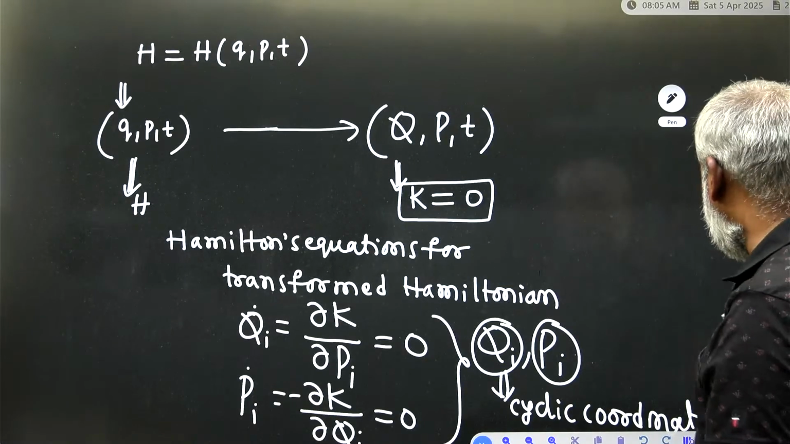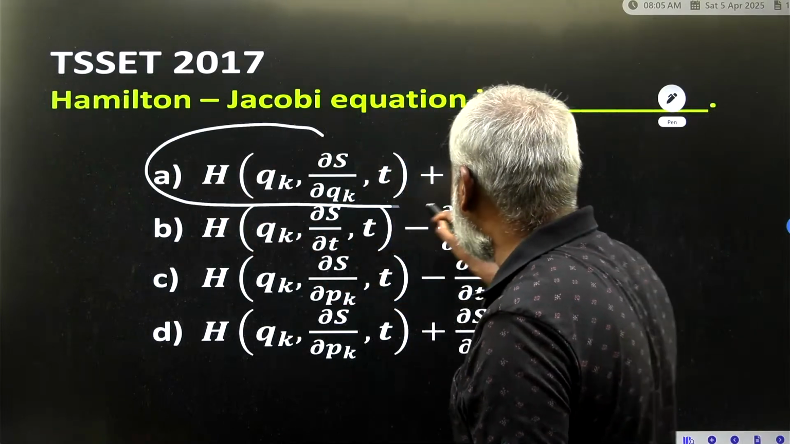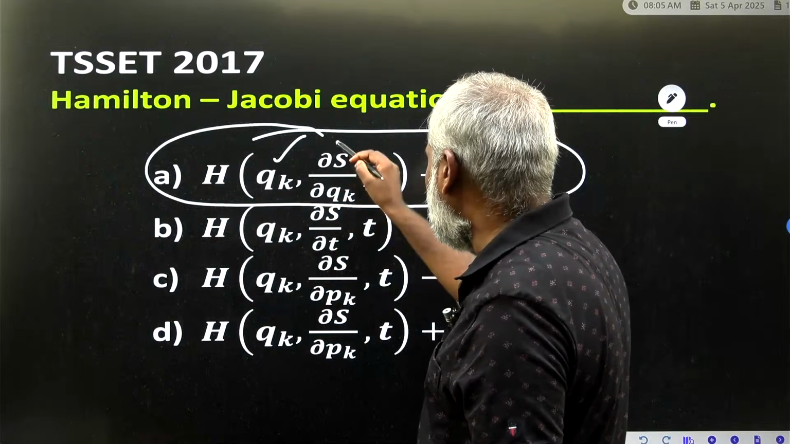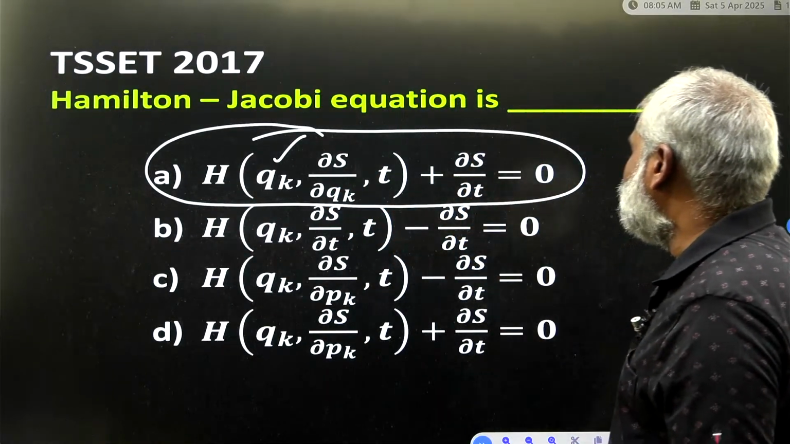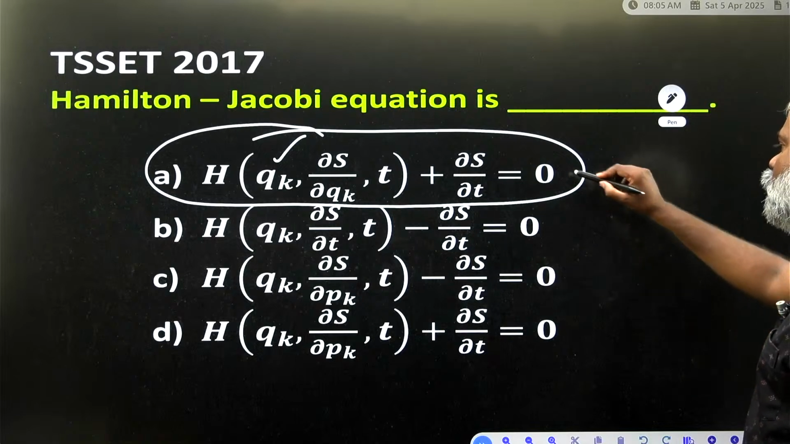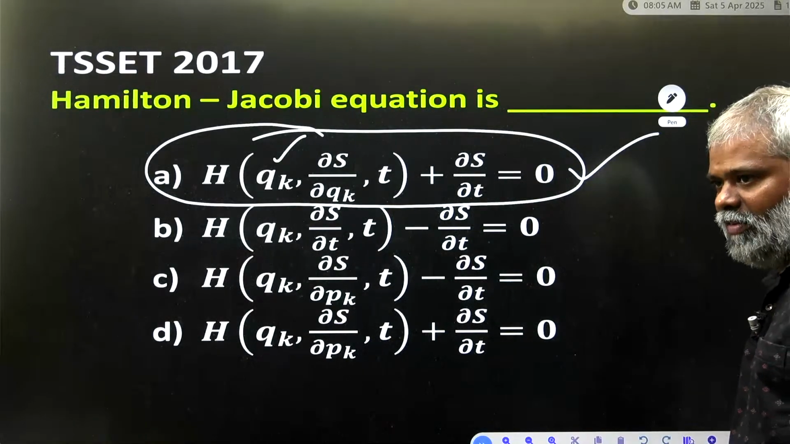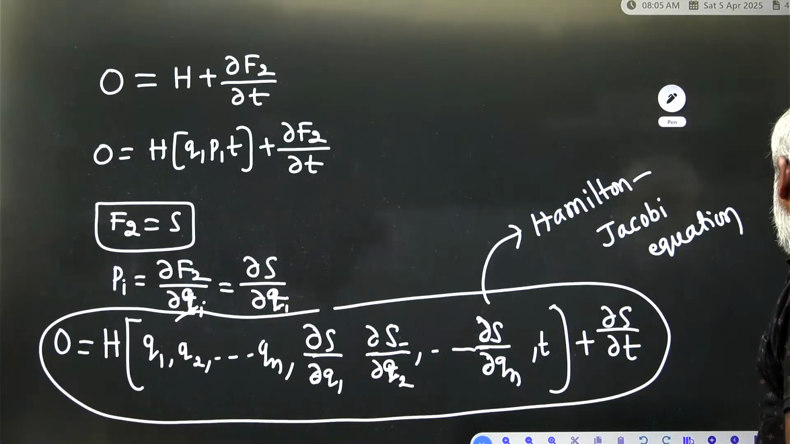Now once you look at the answer for the Hamilton-Jacobi equation, option A is correct. So H of q_k, comma, ∂S by ∂q_k, comma t, plus ∂S by ∂t is equal to 0. This equation we call the Hamilton-Jacobi equation. Clear? Like this you can do it in your competitive examination.